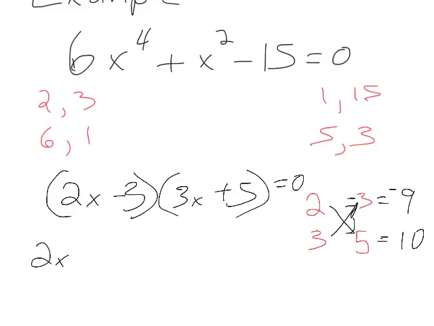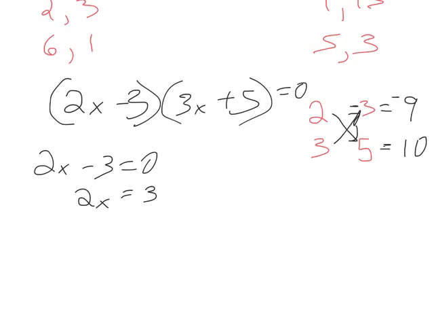Set each factor equal to 0. Whoops, sorry, made a mess out of that, didn't I? 2x minus 3 equals 0, so 2x is equal to 3. Scoot up just a little bit. X is equal to 3/2.